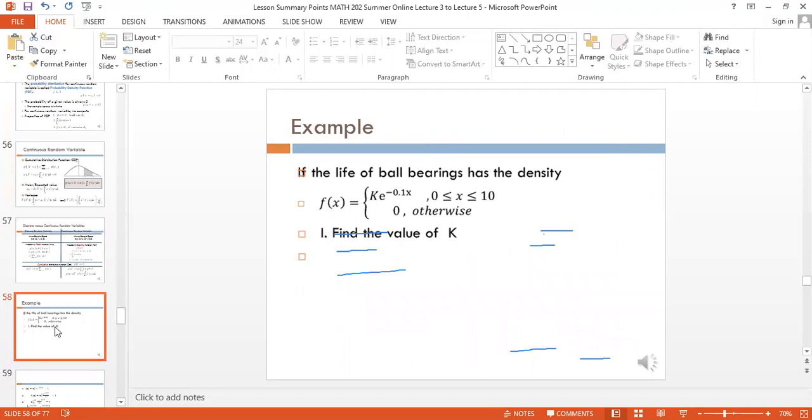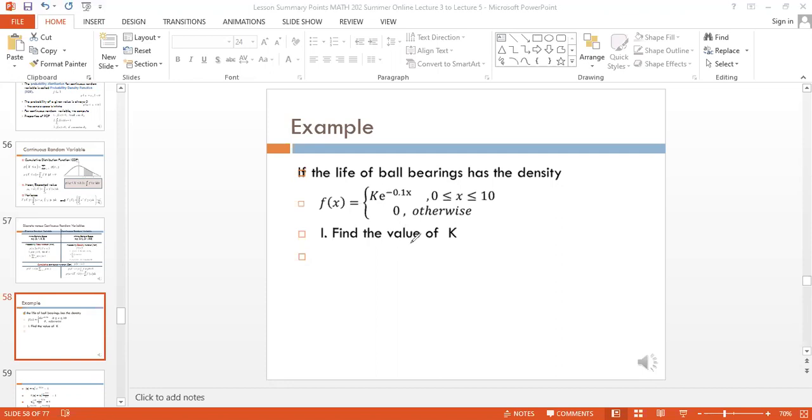Now we have a first question here. We are told that a random variable has a density f of x equals k e raised to the power negative 0.1x. That's an exponential function. Over the range of x, which is 0 to 10, so the domain of x is from 0 to 10, and 0 otherwise. We have to find the value of k.